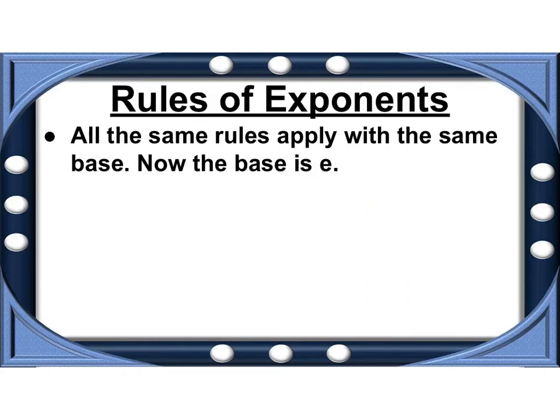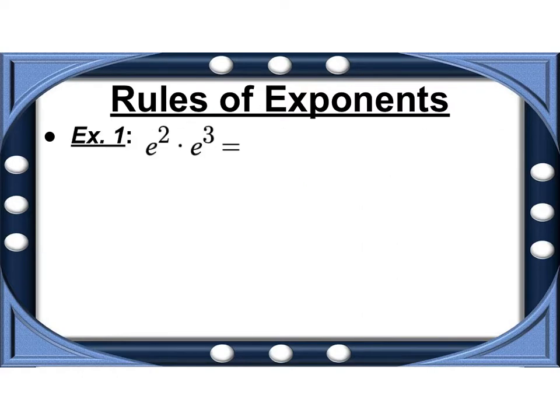The rules of exponents, all the same rules apply with the same base. So now our base is going to be E. So if I have E squared times E to the 3, my rule for exponents is if you have the same base and you're multiplying, you're just going to add the exponents. So you're not hitting this on your calculator to find out the value.